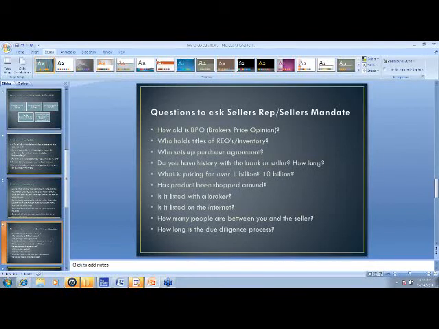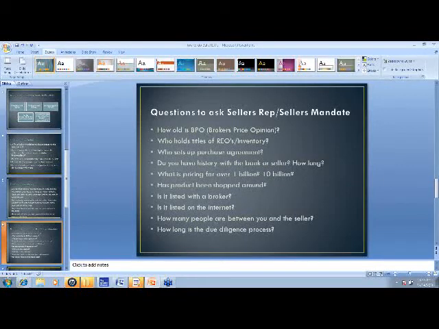And another thing, is it listed with a broker? If it's listed with a broker, our buyers are not interested. They don't deal with brokers. Is it listed on the internet? Of course, if it's on the internet, then that's not a deal for us. So those are things you want to look for, so as to stay away from.